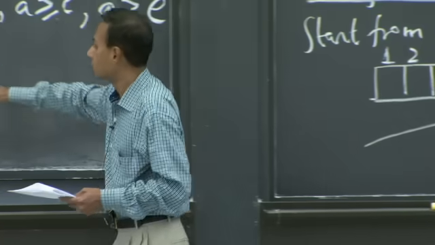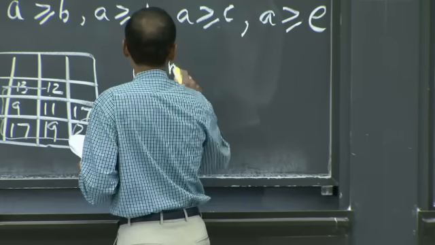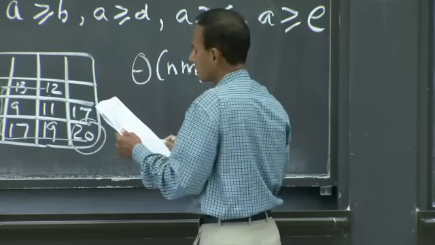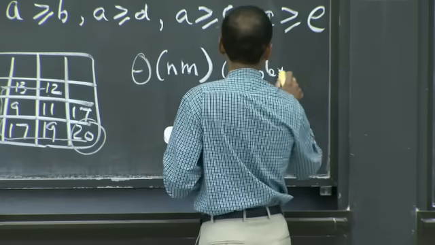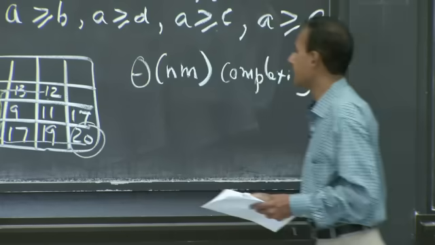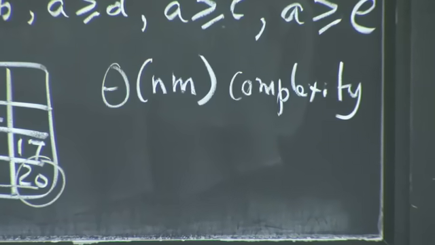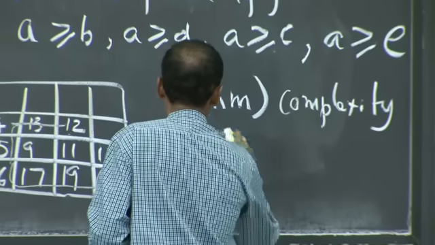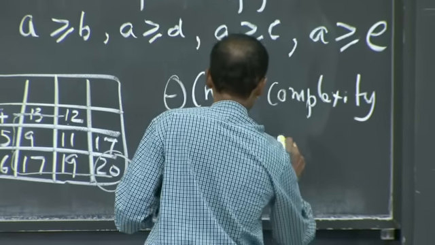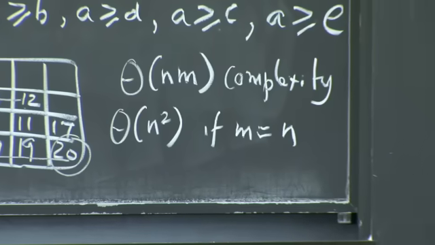So if you do a worst case analysis of a particular algorithm with particular choices in terms of the starting point and the direction of search, a greedy ascent algorithm would have theta nm complexity. All right? And in the case where n equals m, you'd have theta n squared complexity. Okay?